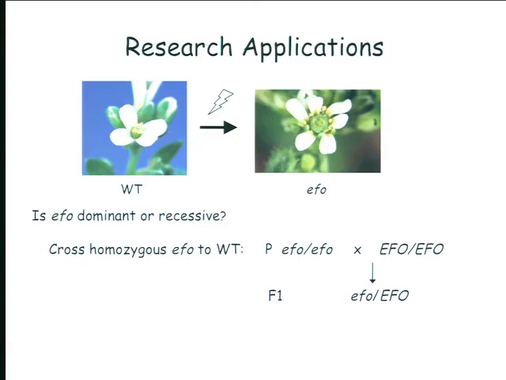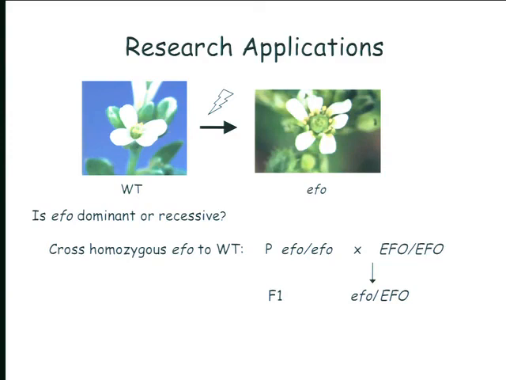So lowercase refers to the mutant version, uppercase refers to the wild type. But lowercase refers to the mutant. It doesn't necessarily say whether that mutant is a dominant allele or that mutant is a recessive allele. So that's what we're asking with this cross. So our parental generation is EFO homozygous mutant crossed to wild type, which is homozygous wild type at that locus. It makes the product that is lacking in the EFO mutant. So the F1 progeny of this cross are all going to be heterozygous. They're going to have 1 normal functioning copy of EFO, and they're going to have 1 non-functional copy of EFO.